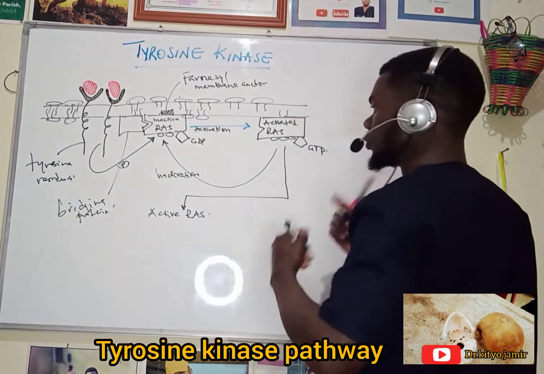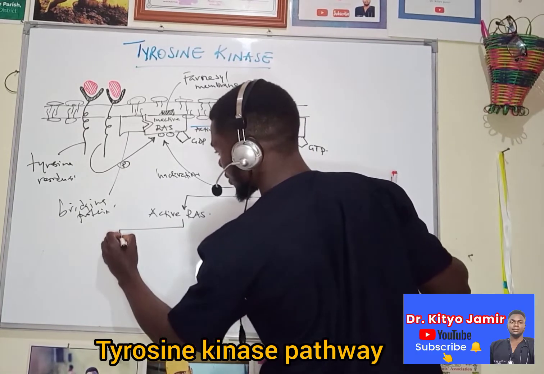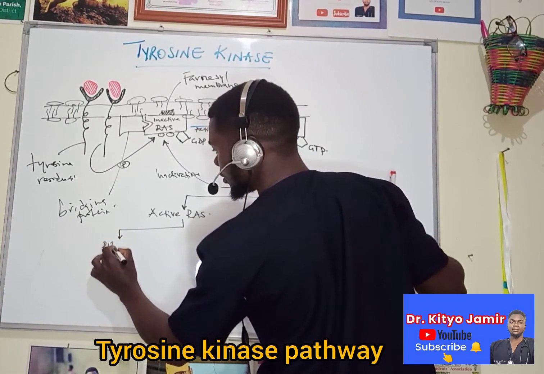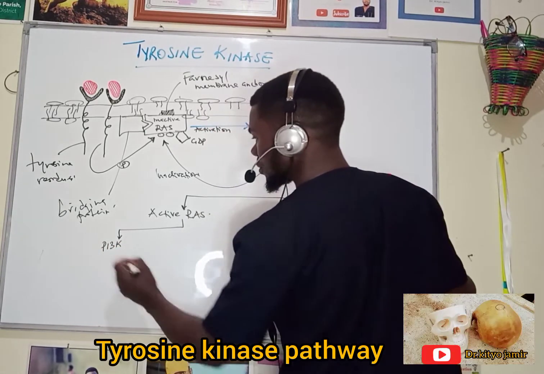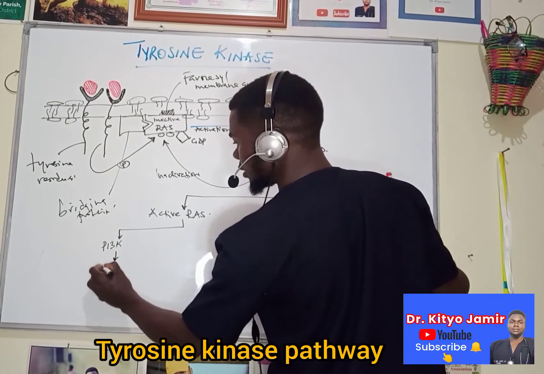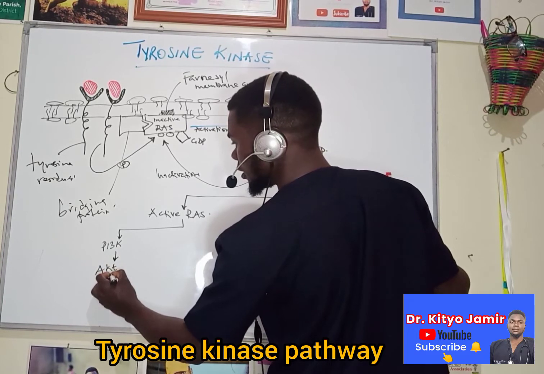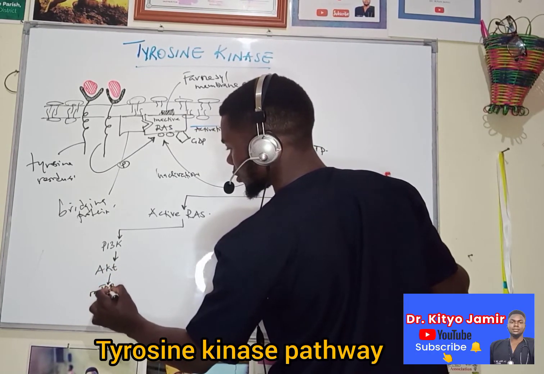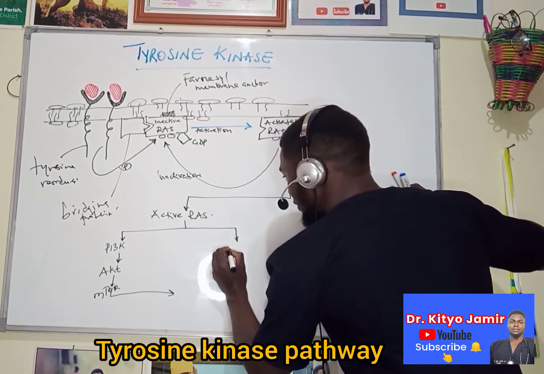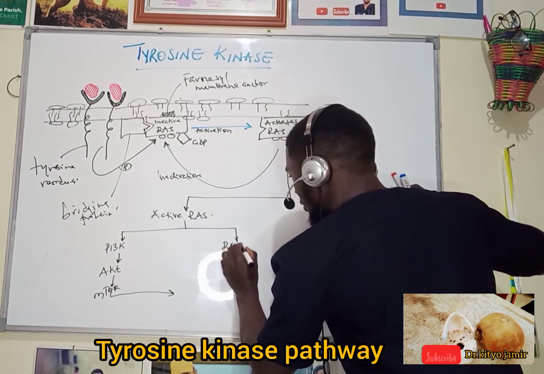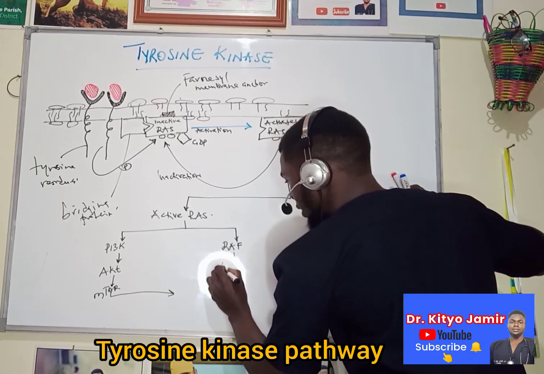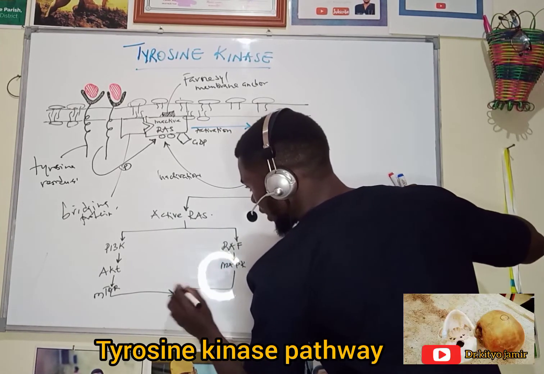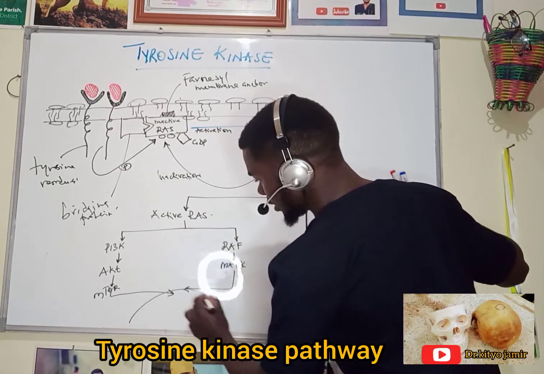Active RAS is going to do two things. One, it will activate PI3K. The PI3K is going to activate the AKT. The AKT is going to activate the mTOR. Two, it will activate our RAF. Then the RAF is going to activate MAPK. Then the MAPK and mTOR, they are going to come into the cell nucleus.